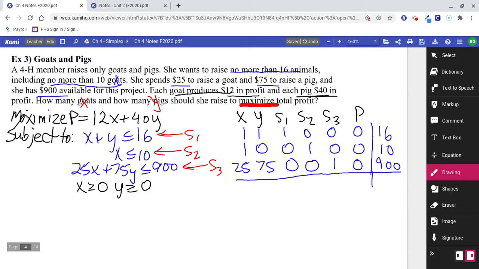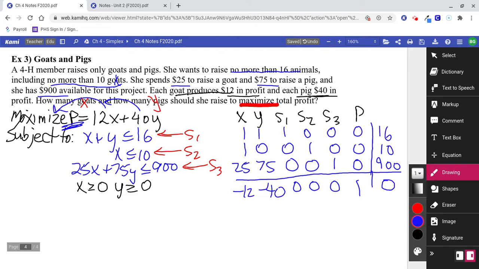Underline to separate the constraints from the objective function. And then don't forget to put this in standard form. You're going to subtract the 12x over and get negative 12. You're going to subtract the 40y over and get negative 40. We don't need any slack because that one's already an equation. Don't forget about the profit. There was 1p in that equation. And once you move everything over, it equals 0. So this is my initial Simplex tableau.